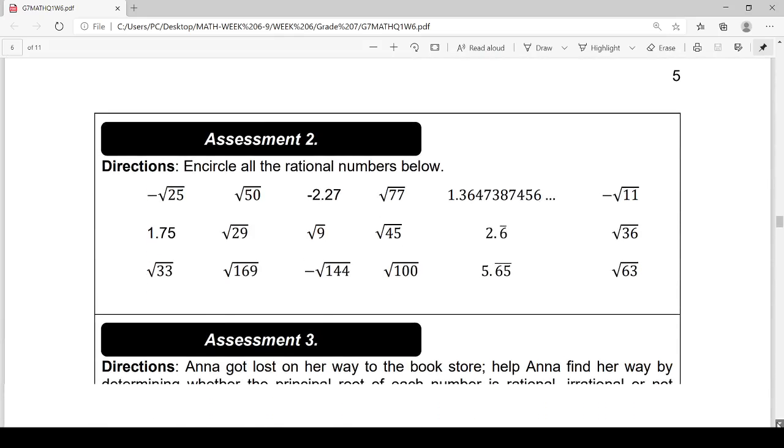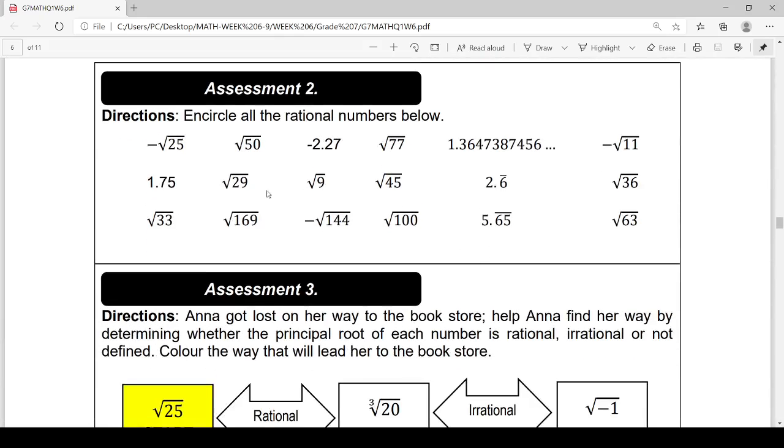Okay, so that's it. So here on assessment 2, you will just encircle all the rational numbers. So just encircle. If it is rational, then encircle. That's it.